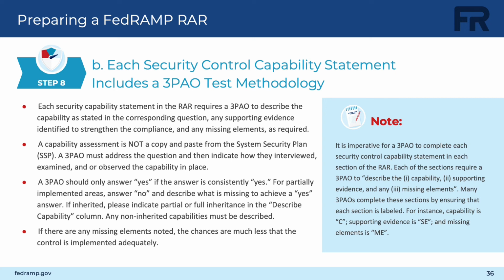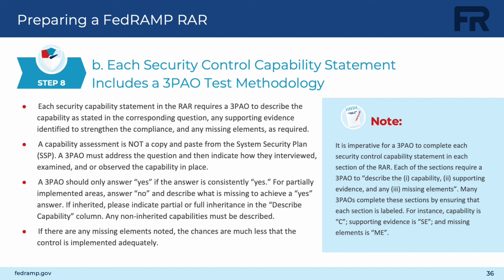Under the Missing Elements, or ME section, the 3PAO should explain if anything required in this capability is missing. For instance, this question asks for unauthorized access, unauthorized modification, and unauthorized deletion. If a 3PAO determined that the CSO has not yet figured out unauthorized access to the audit logs, then the chances are pretty good that the unauthorized modification and unauthorized deletion are not yet determined either. In a case such as this, the capability question is marked as no. The 3PAO then describes in Missing Elements the root cause of this capability not being in place.